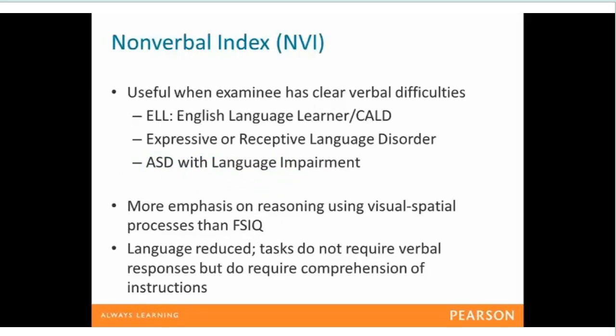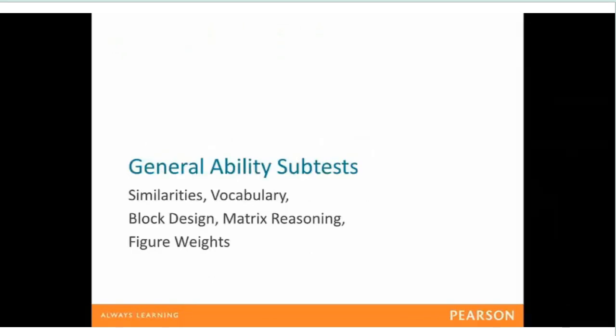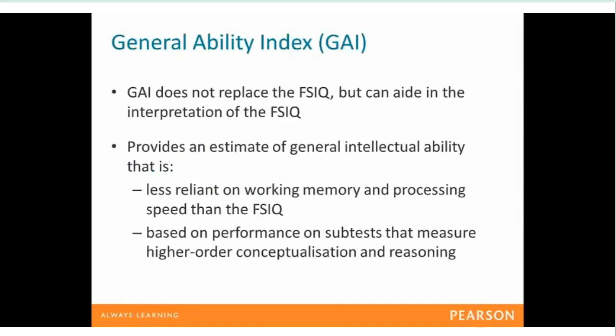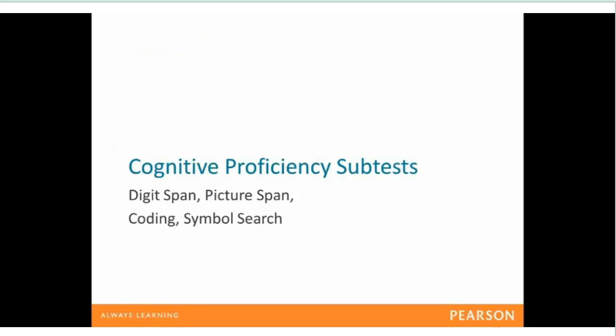The nonverbal index might be useful as a measurement of overall ability in children who are still in the process of learning English, those that have language disorders, those who may have a language impairment because they're on the autism spectrum, and maybe even those who have hearing impairment. The general ability index is made up of the subtests that do not require memory or processing speed. The memory and processing speed subtests are found in the counterpart to GAI, which is CPI, or your cognitive proficiency.